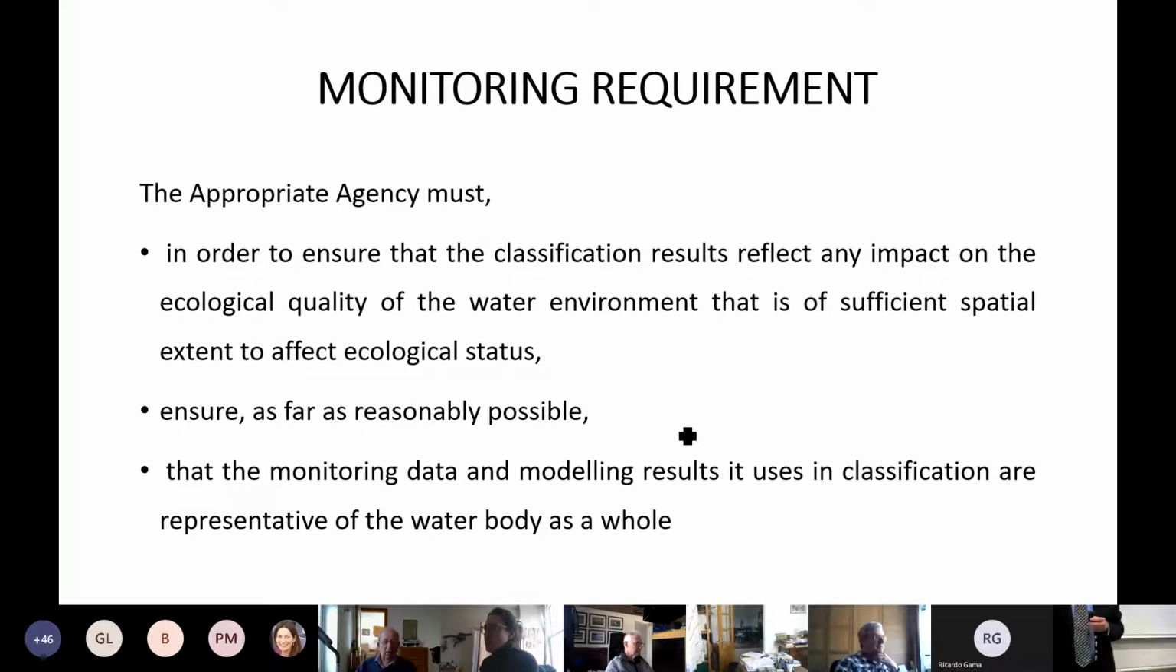Monitoring requirement, essentially what this says is that as far as reasonably possible, the agencies must look at the effect on the whole of the particular water body. They can't just stick their monitoring gear into a small, rapidly flowing bit where you would expect less pollution and ignore a small eddy where you might expect more. They've got to look at the whole thing.